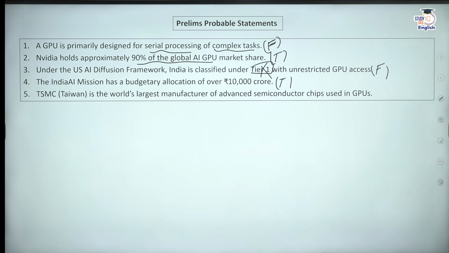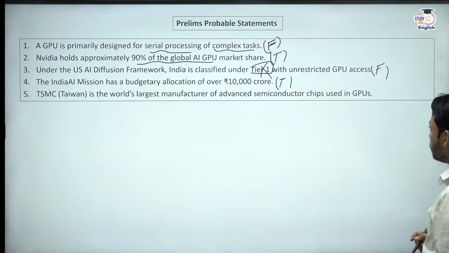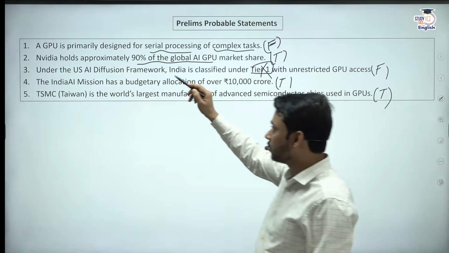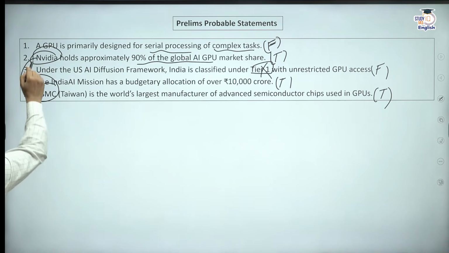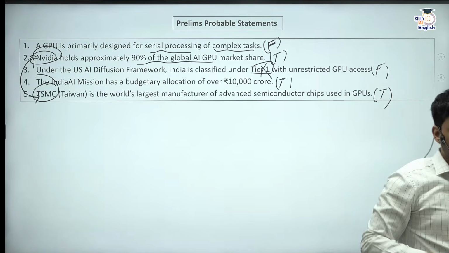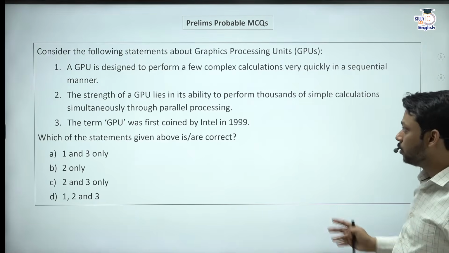TSMC, the Taiwan Semiconductor Manufacturing Company, is the world's largest manufacturer of advanced semiconductor chips used in GPU. This is true. NVIDIA is the designer; it designs and TSMC manufactures. The US and Taiwan have to be together. If this bonding breaks, then their hegemony breaks. All right. Would you like to do some MCQs as well?